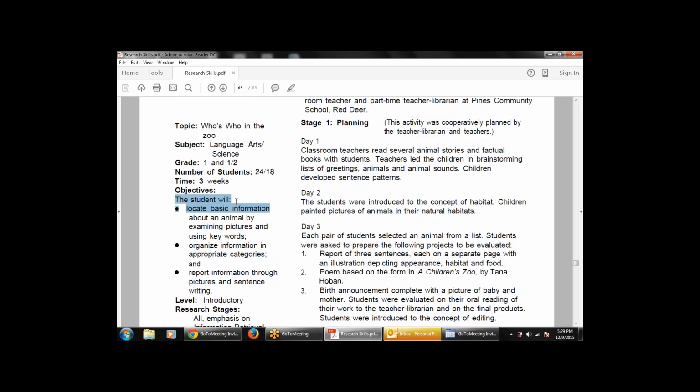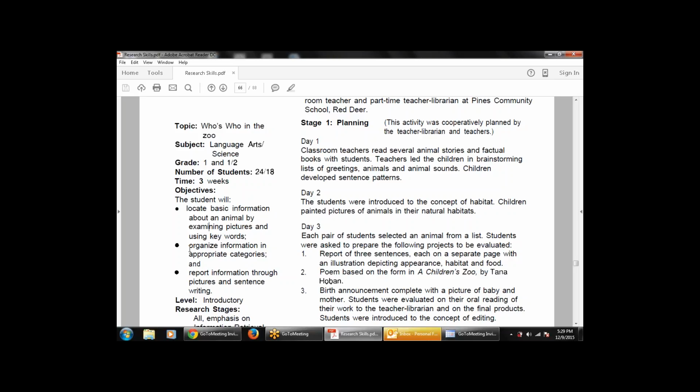The students will locate the basic information about an animal by examining the pictures and using the keywords. So to locate the basic information about an animal, that is what is an animal, by examining the pictures, that is, what a student or what a language looks like, and using the keywords. Then next is organize the information in appropriate categories.